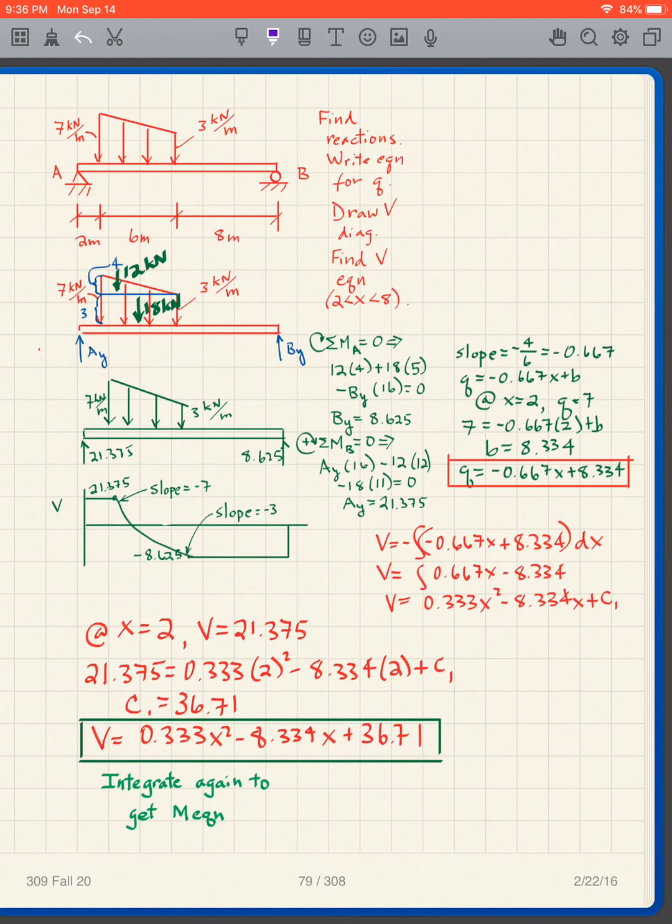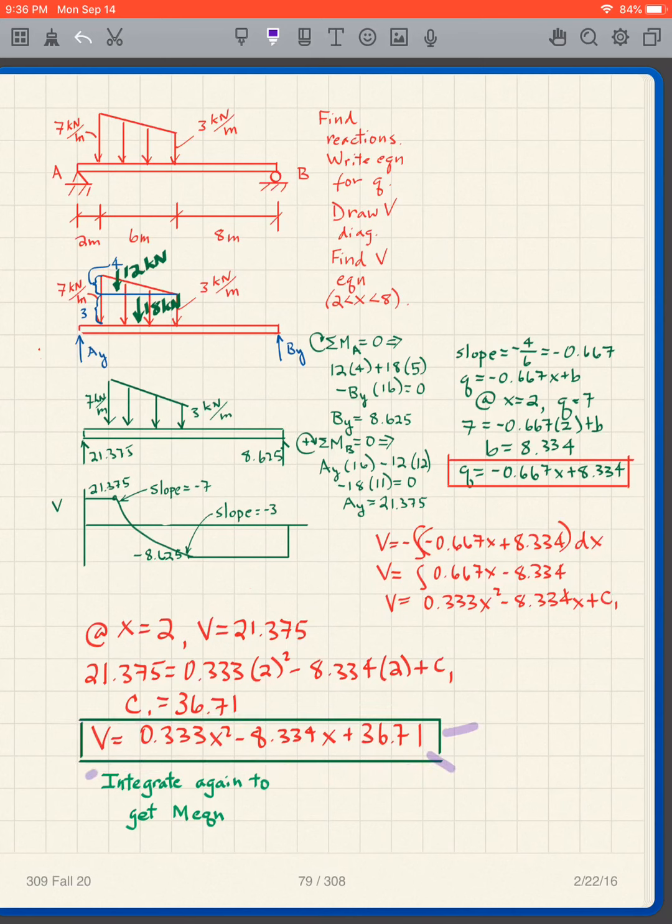I want the equation of that curve. How do I get it? I integrate the negative of the q, so it's this. I integrate it and then make sure that you put on the C1 at the end. And how do I get this C1? Well, I note that at x equals 2, this point, V is 21.375, and I plug that into my shear diagram equation and solve for C1. I get that, so my shear equation is that.